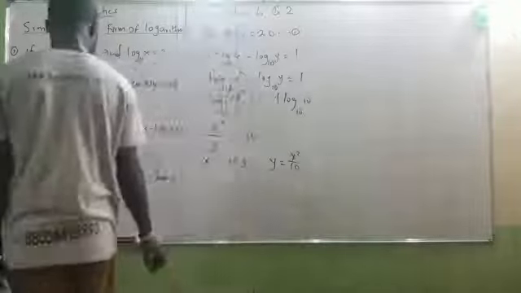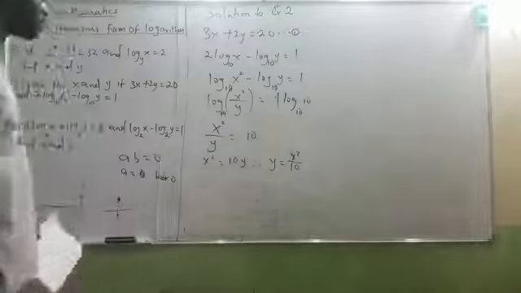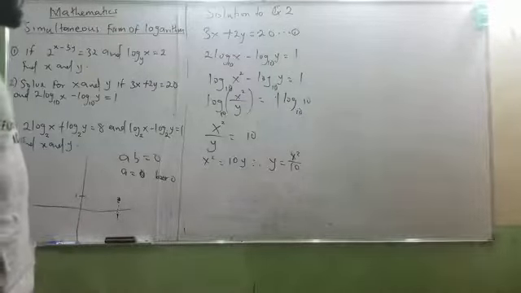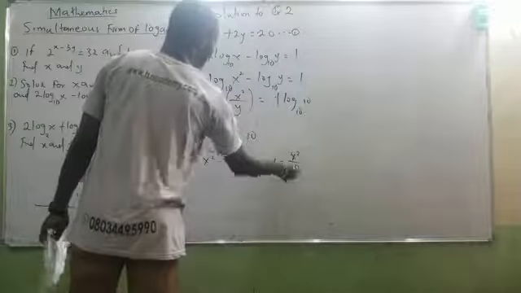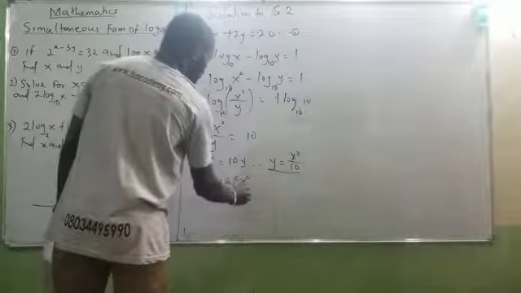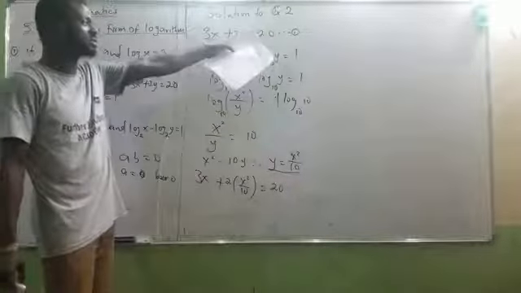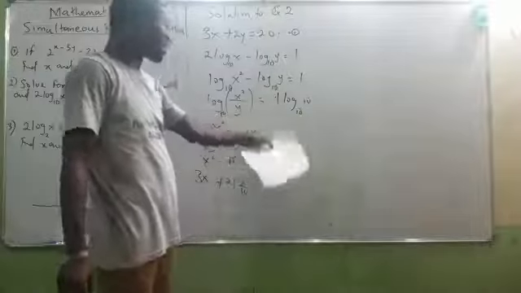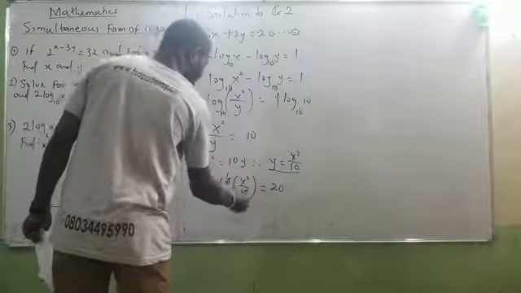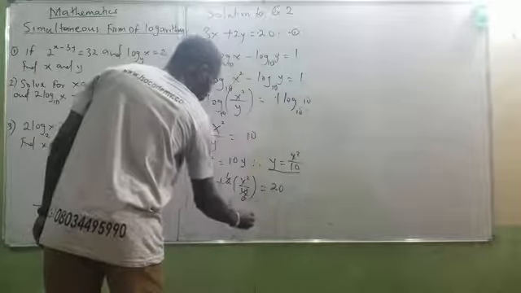Now, I can put y into equation 1, no problem. What is my y? This is my y. It means I'll be having 3x plus 2 bracket of x squared all over 10 bracket equals 20. Anywhere I see y in equation 1, it will be represented by this. It means I'll be having here 1, here 5. Now 3x plus x squared all over 5 equals 20.